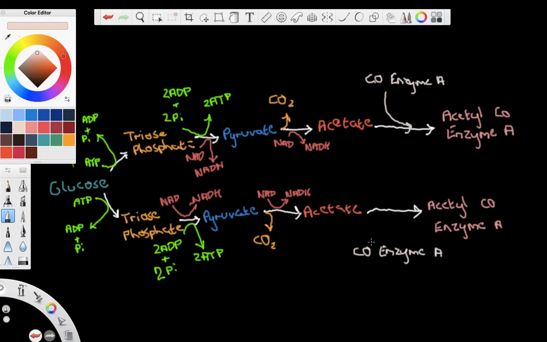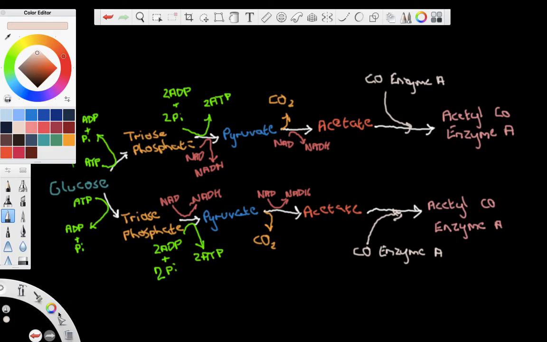So we've gone from having a single molecule of glucose, which is turned into two triose phosphates, which are then oxidized to form pyruvate. We've then got pyruvate being decarboxylated and oxidized to form acetate. We're then having acetate added to coenzyme A to form acetyl coenzyme A.